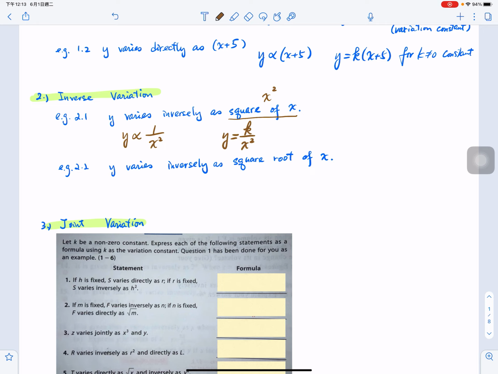2.2, y varies inversely as the square root of x. 攞呢兩條出嚟係想同學可以睇得到, okay, this one is a square of x, this one is a square root of x. So that means like this, square root of x. So at the end, y equals k over square root of x.